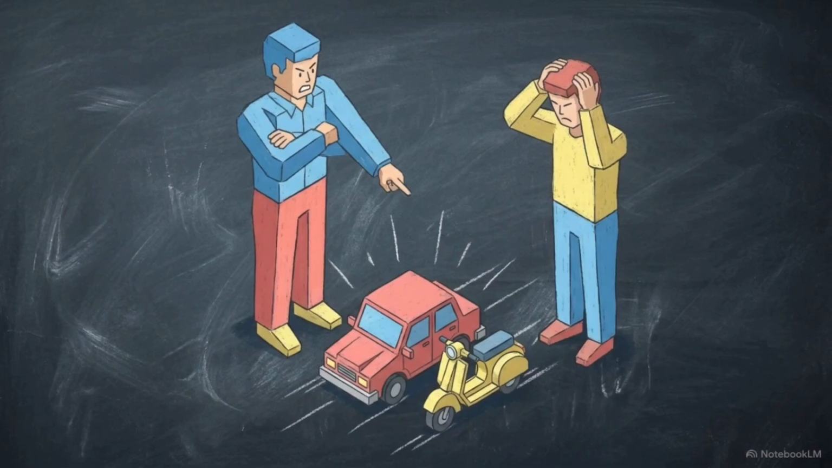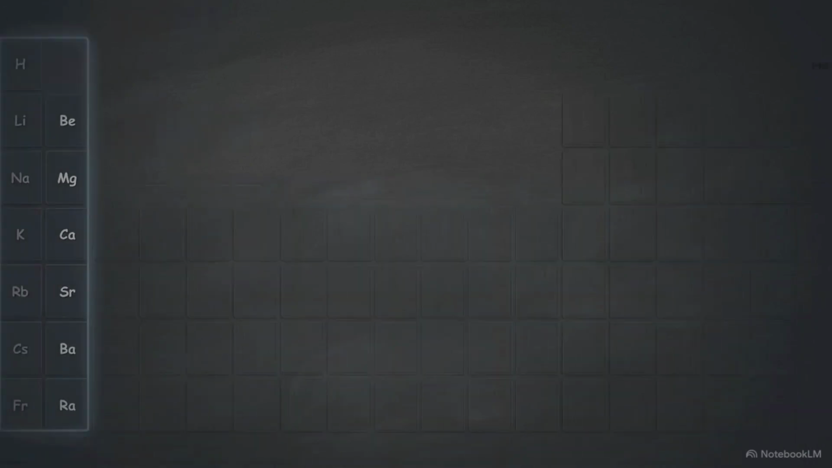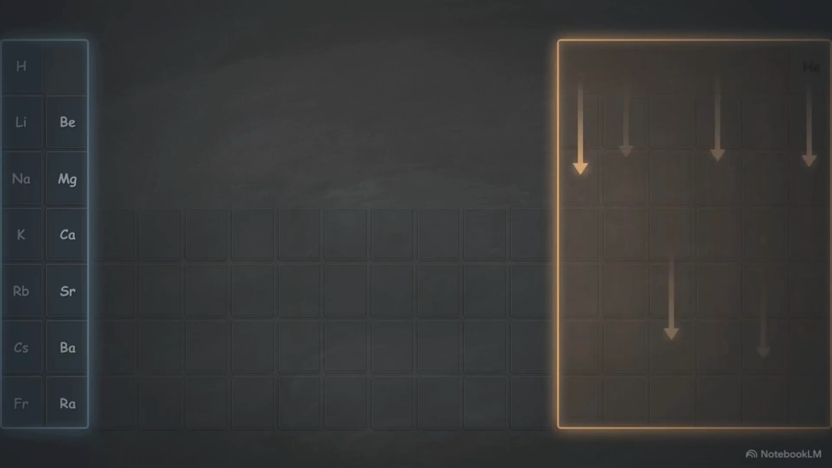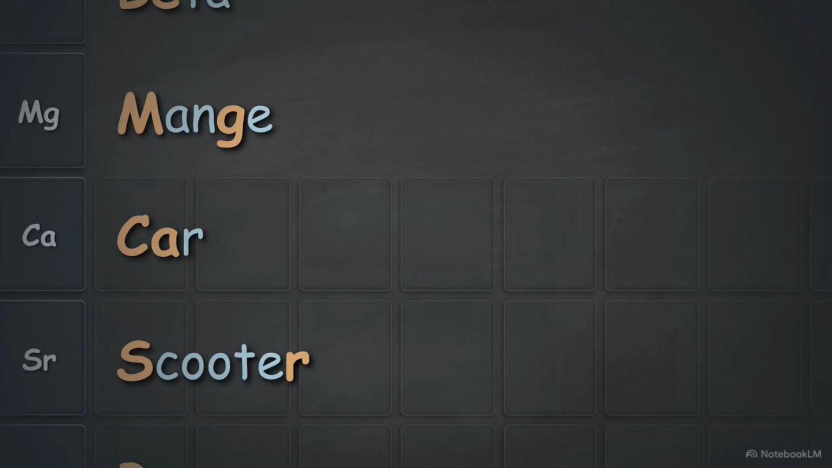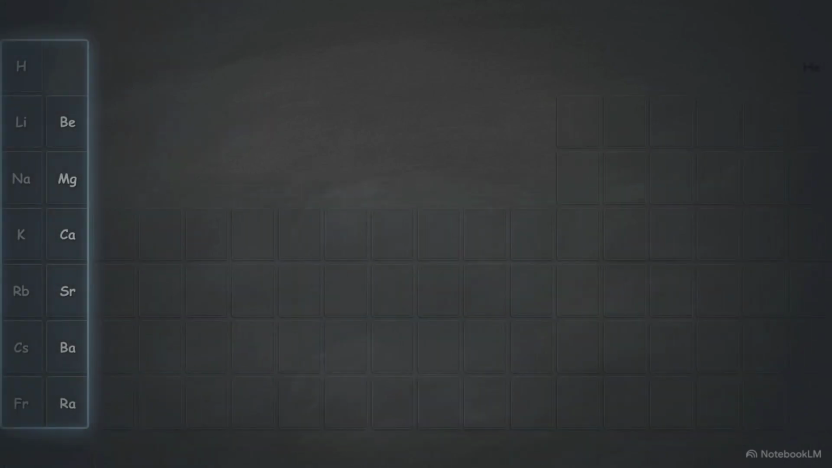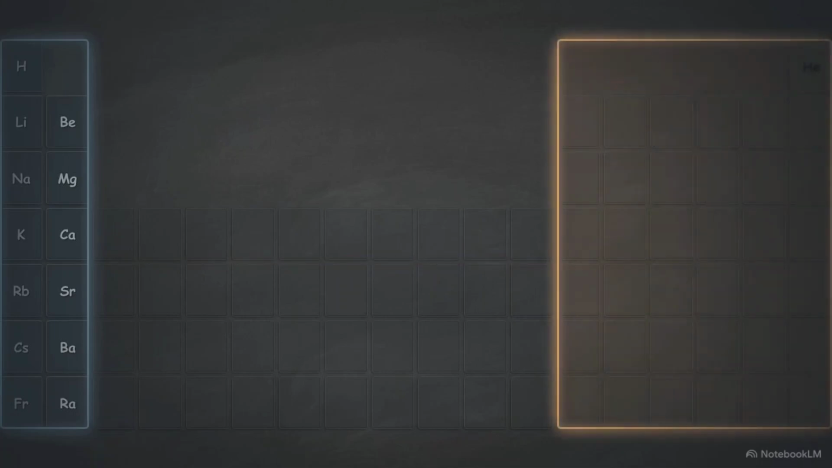Now Group 2. This time, a kid gets greedy with his demands. Write Beta mange car scooter baap roye. That gives you beryllium, magnesium, calcium, strontium, barium, and radium. Dropping down these two columns secures the left side of your table, creating a structural anchor for the transitions we'll handle later. Skip across the middle to the far right, the P block.